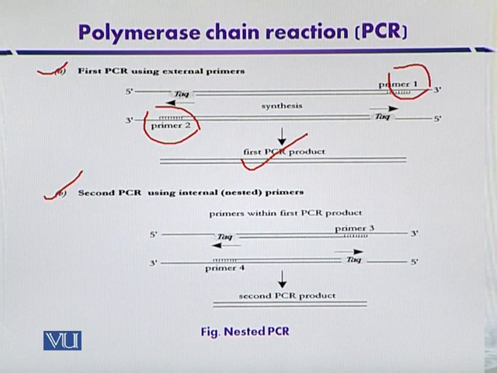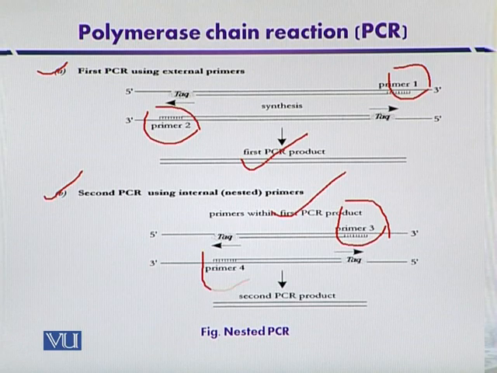So the second set of primers will bind comparatively internal as compared to the external primers. So primers within the first PCR product will be used. Here we are going to use primer 3 and primer 4, and this will result in the synthesis of the second PCR product. So this is the basic outline of nested PCR.